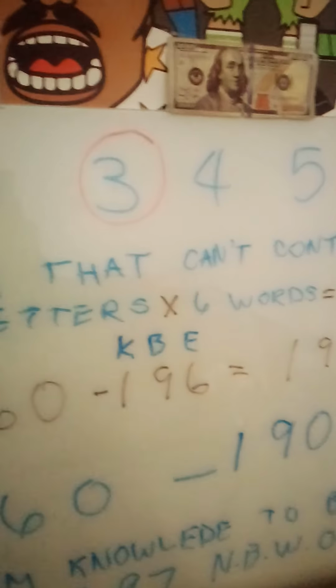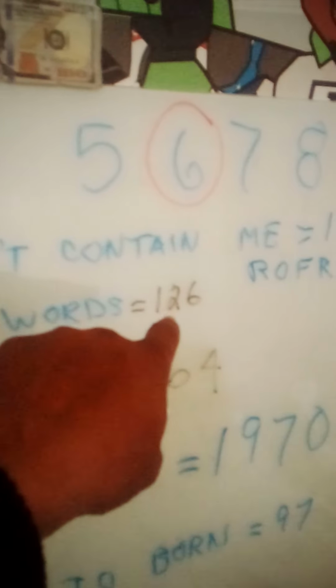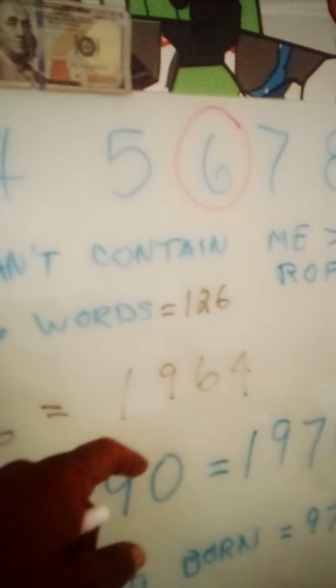Remember that we're talking about the 9 numbers that are attached to the 26 alphabets. A box that can't contain me, that's 21 letters with 6 words. And when we multiply 21 times 6, we got 126, the reference to the subject, the 9 numbers that are attached to the 1 to 26 alphabets.